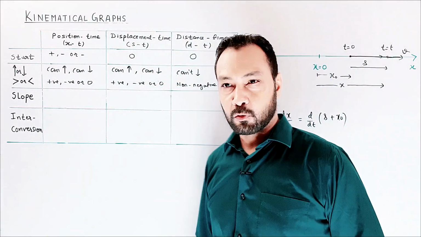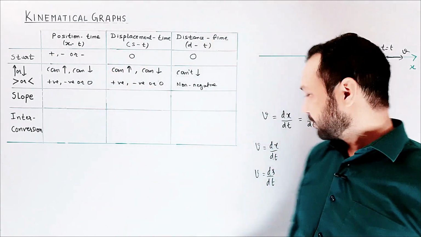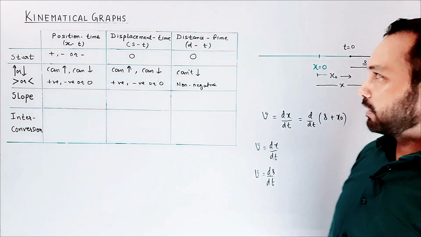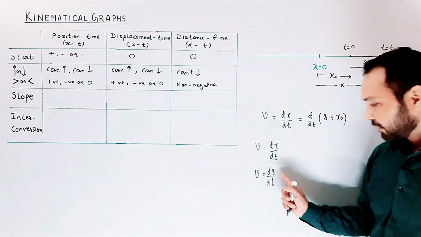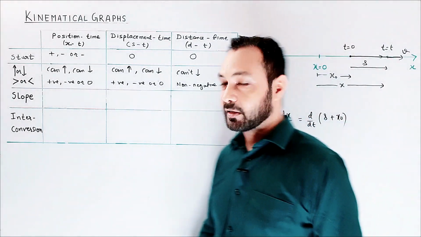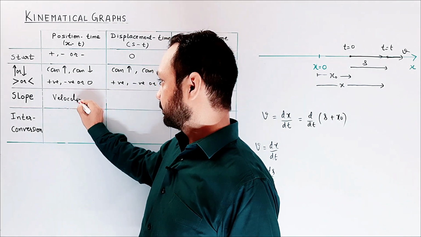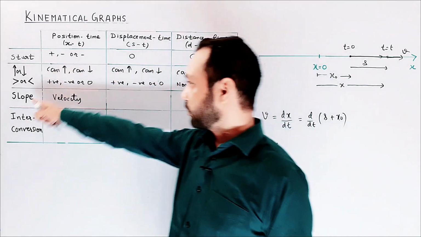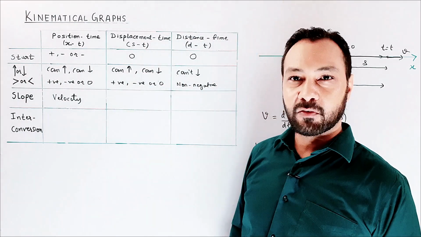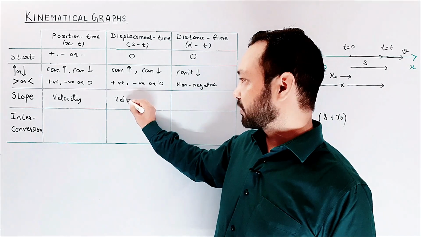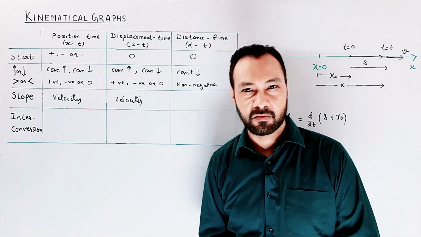So now, coming to the slope. If we have an xt graph, its slope will be dx by dt, and dx by dt is the velocity. And if we have an st graph, its slope will be ds by dt, and ds by dt is also velocity. So what we can say is that the slope of the position time graph will give us velocity, and the slope of the displacement time graph will also give us the velocity. What will the slope of the distance time graph give?